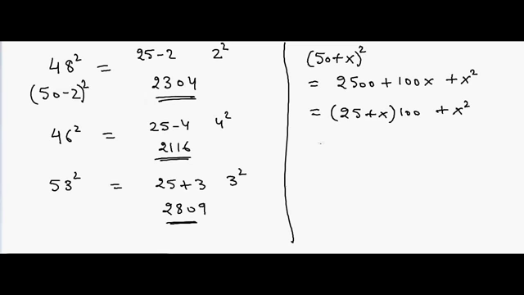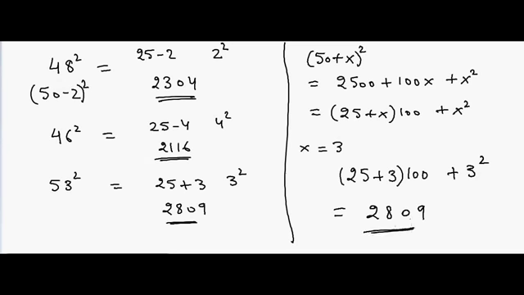Now, as you can see, if x is equal to 3, then what I'm doing is adding 25 plus 3, and then I'm adding 3 squared. So the answer is equal to 2809. So this is how this trick works. It's based on (a + b) whole squared.